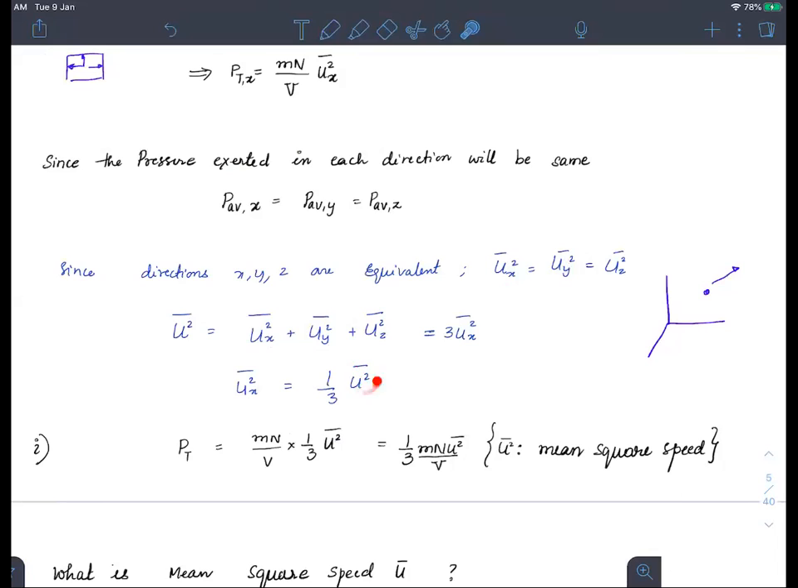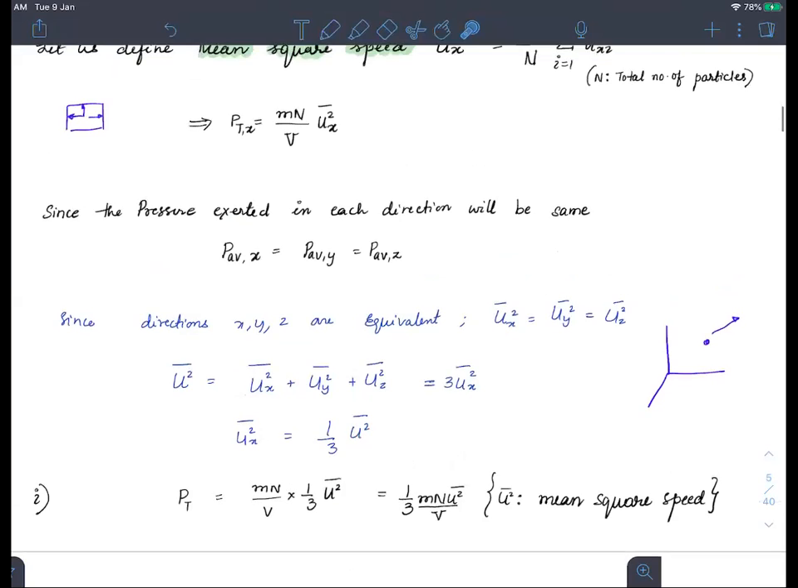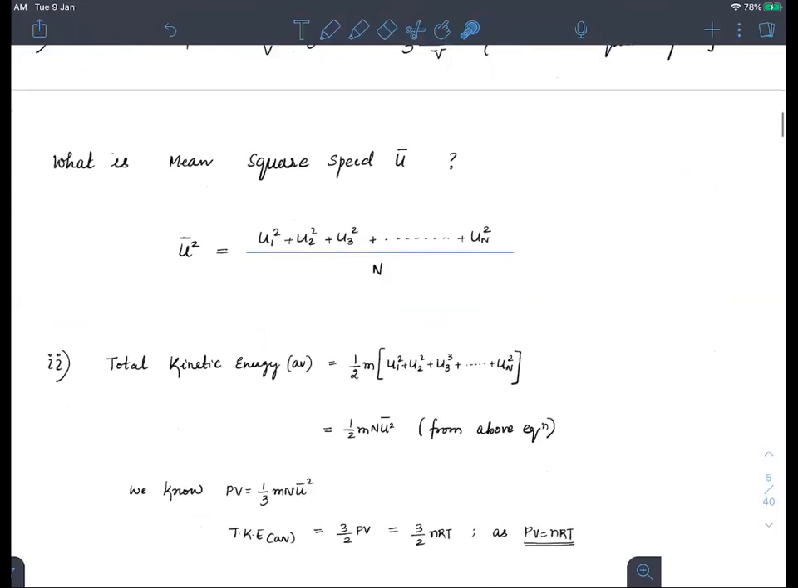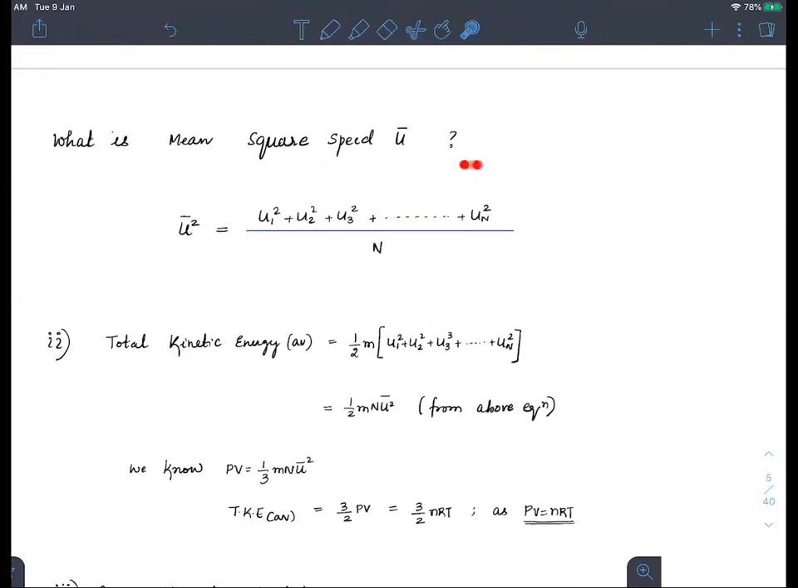So u here is the speed of a particle in all the directions. So therefore, if I replace this, you can see u square bar, if I replace that by 1 by 3 times u square, then I will get this as 1 by 3 mn u square bar. I guess all of you understood that, right?